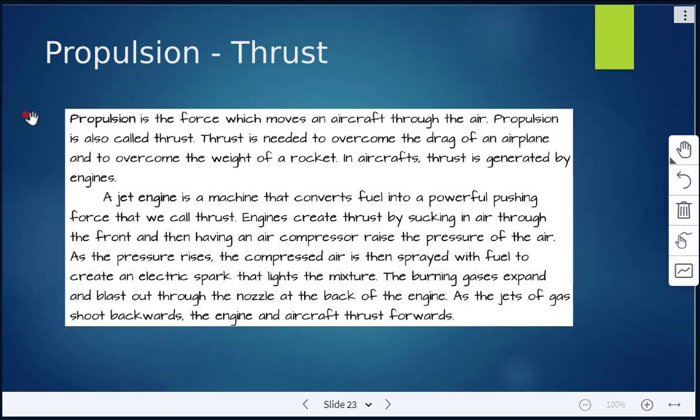What engines do is they create thrust by sucking in air through the front, and then they have an air compressor raise the pressure of the air. And then as the pressure rises, the compressed air will get sprayed with fuel and an electric spark will light up the mixture, and then the burning gases will expand and blast out through the back of the engine. The jets of gas will shoot backwards, therefore the engine and the aircraft will thrust forwards.